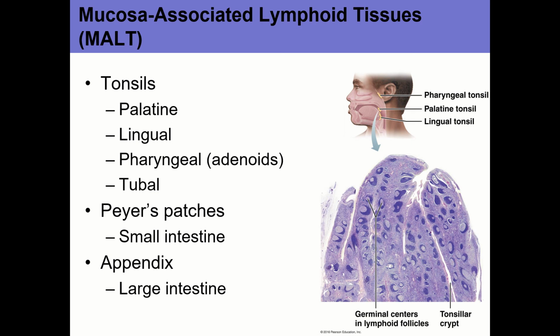Just underneath the epithelial cells that line those tracts, you've got a basement membrane, and in that basement membrane you've got some of these lymphoid tissues. You've got some of those same immune cells, the lymphocytes and the macrophages, that will attack invading pathogens.